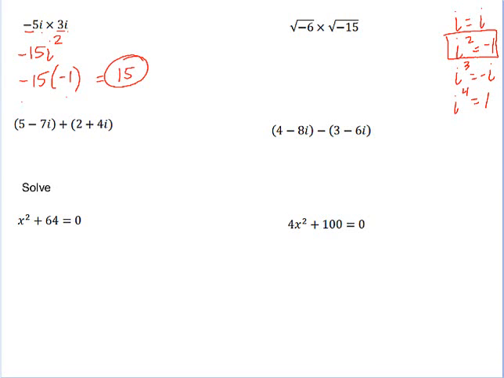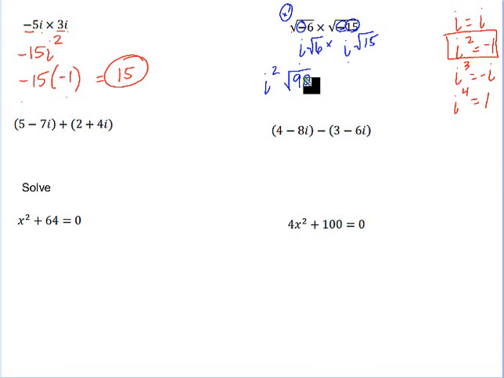Next example. It's negative square root of 6 times negative square root of 15. First off, this is a square root of a negative, so that's an I. Square root of 6, we actually can't simplify down any further, so we'll leave it square root of 6. Square root of 15, also there are no perfect squares, so square root of 15. Well, I times I is I squared. 6 times 15 is 90, so this is I squared times the square root of 90.